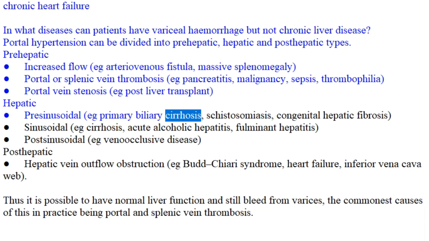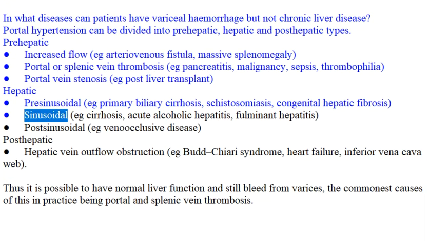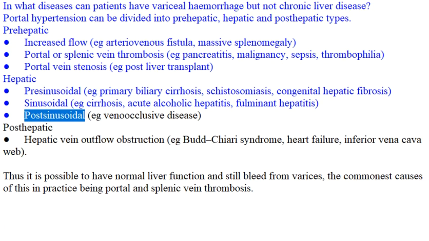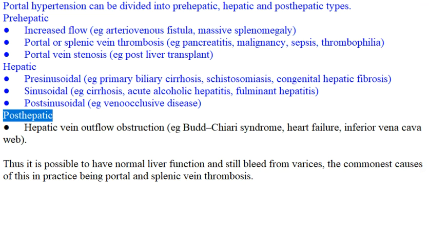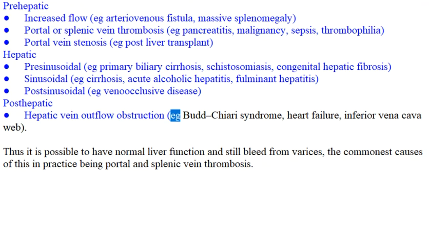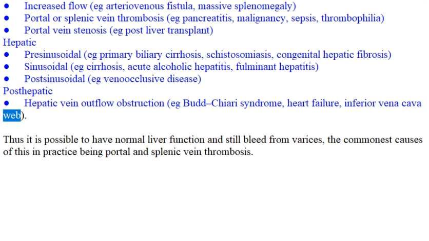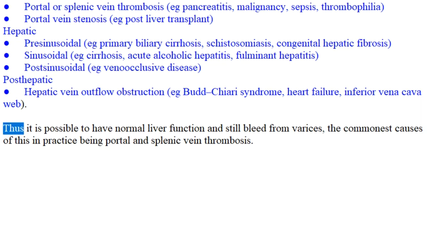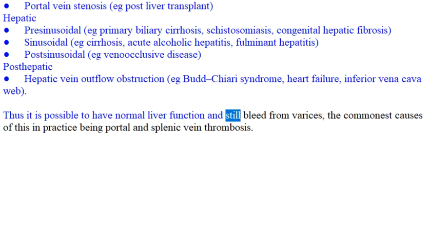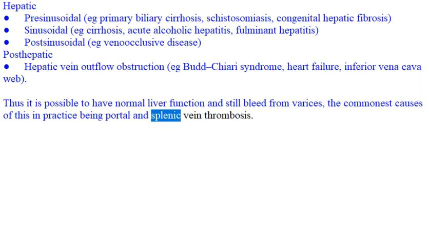Hepatic: presinusoidal, e.g. primary biliary cirrhosis, schistosomiasis, congenital hepatic fibrosis. Sinusoidal, e.g. cirrhosis, acute alcoholic hepatitis, fulminant hepatitis. Post-sinusoidal, e.g. veno-occlusive disease. Post-hepatic: hepatic vein outflow obstruction, e.g. Budd-Chiari syndrome, heart failure, inferior vena cava web. Thus it is possible to have normal liver function and still bleed from varices, the commonest causes of this in practice being portal and splenic vein thrombosis.